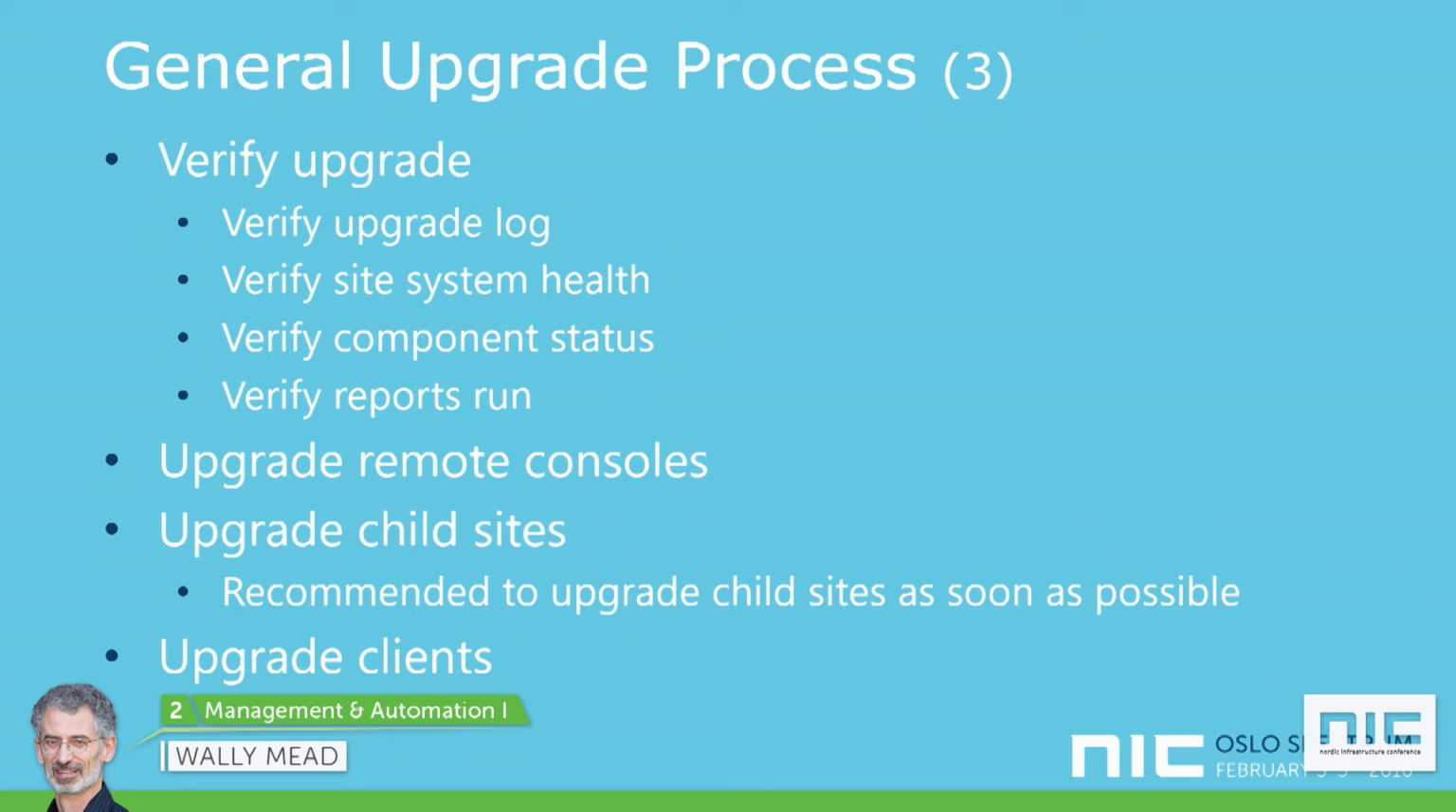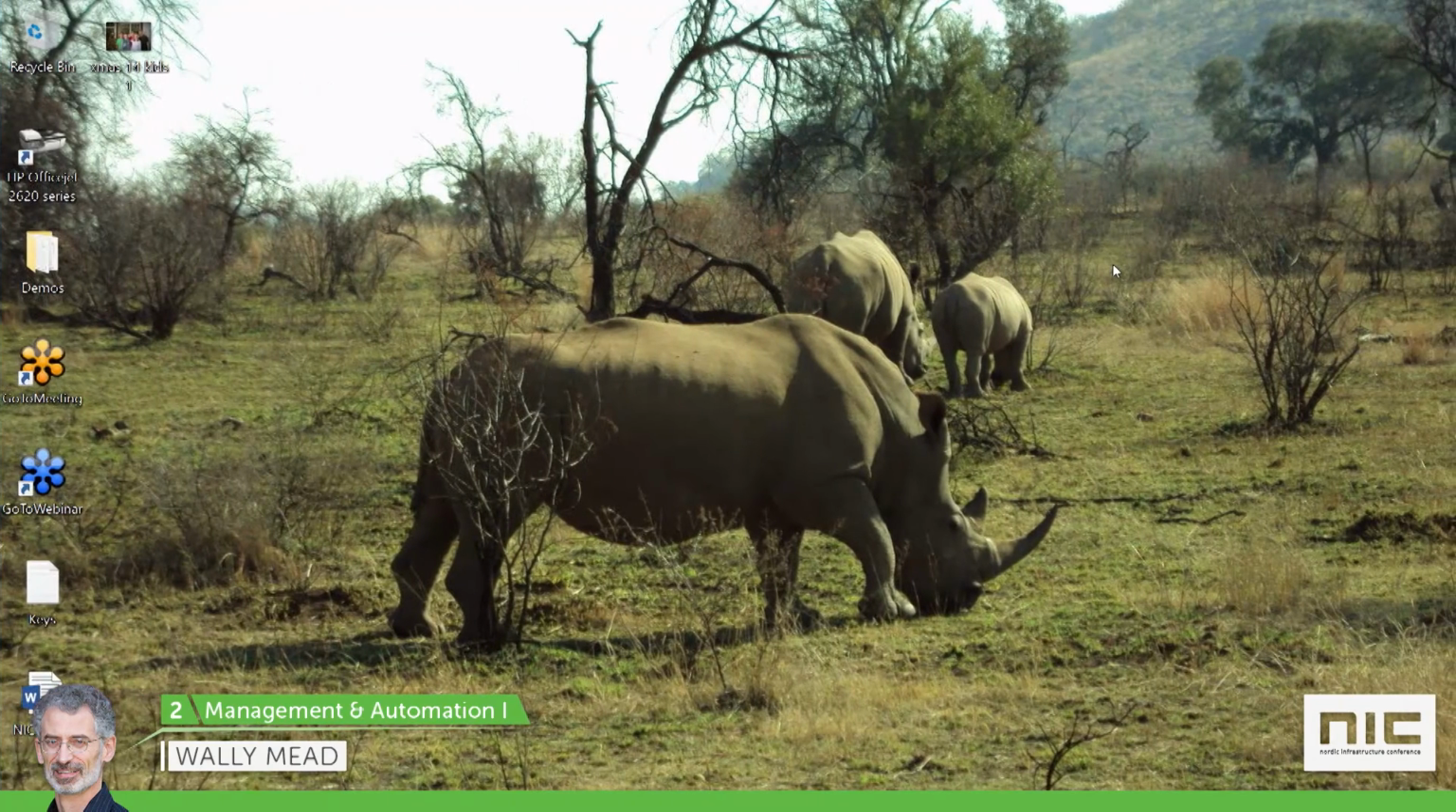You're going to verify your site system health. So verify after upgrade your site systems are all healthy. Verify your components are still healthy. It's very, very likely that you might get some new warnings in your component status based on your upgrade process, because you're shutting down services, you're reinstalling components. One component might try and talk to another component that's not there, so you might get warning messages. Verify reports run. That's a very important thing to do as well. So let's go and look at those.